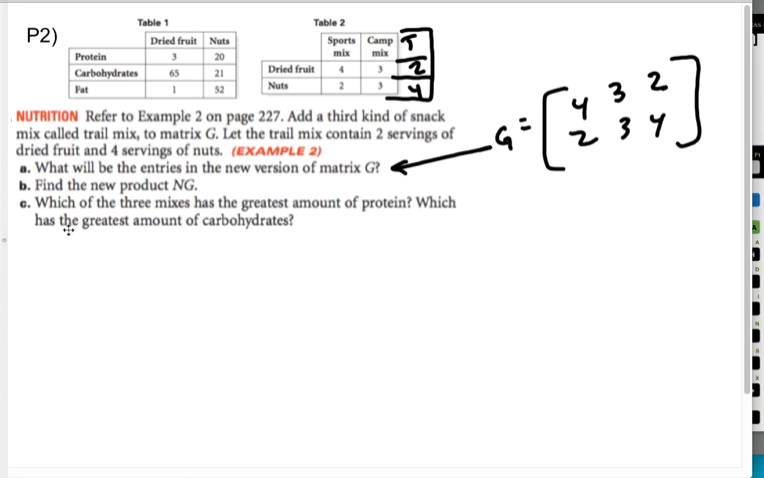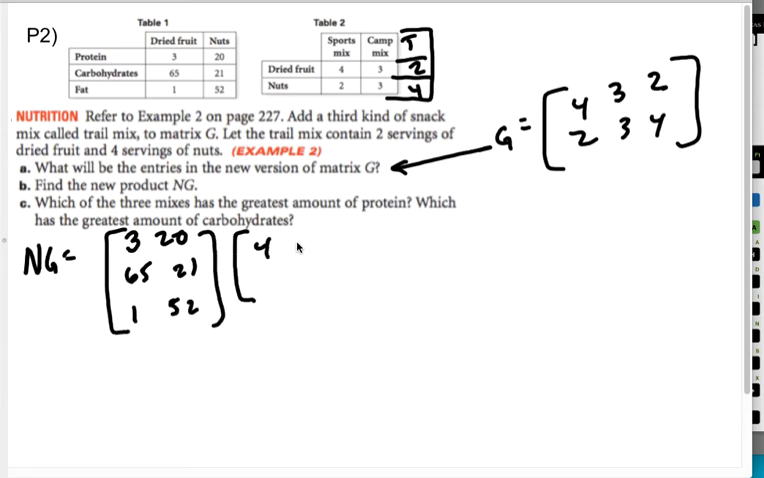They ask us to find the new NG and say which of these 3 mixes now has the greatest amount of protein, which one has the greatest amount of carbohydrates. So I'm going to be honest here and tell you that I'm going to cheat just a little bit. So if we do N times G, right, it's going to be the 3, 20, 65, 21, 1, and 52, times this new matrix that's 4, 3, 2, 2, 3, 4, right? So this is a 3 by 2, and this is a 2 by 3. So my answer is going to end up being a 3 by 3.